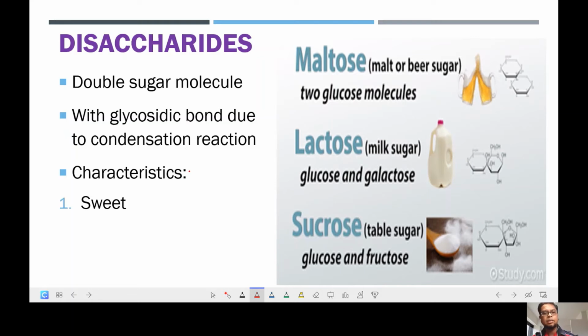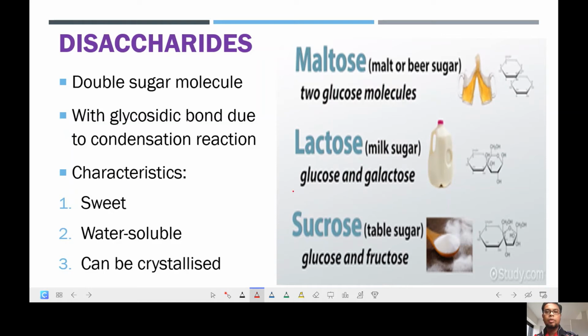And the characteristics of the disaccharides are quite similar to the characteristics of the monosaccharides, in which all of them are sweet tasting. They are also water soluble, and they are something that can be crystallized. Over here, we can see the three most popular examples of the disaccharides.